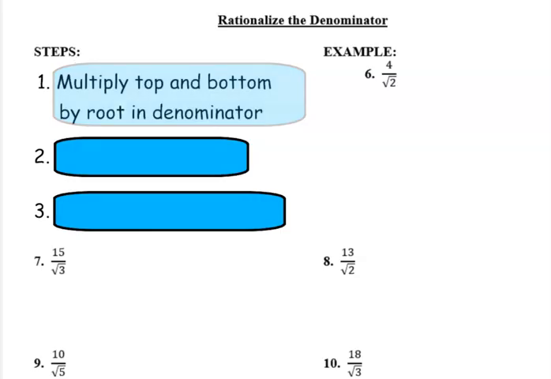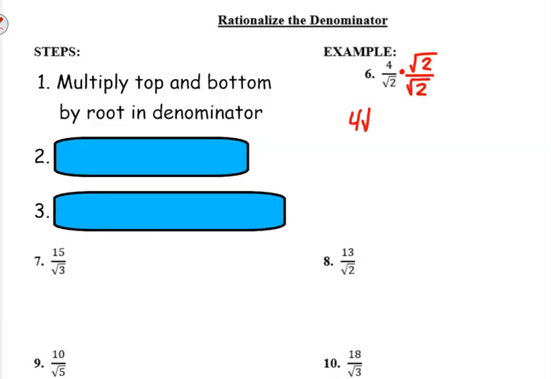So step one is you're going to multiply the top and bottom by the root in the denominator. So the denominator is the bottom of the fraction. Whatever square root is there, that's the square root we're going to multiply by. So if I look at my example, I have 4 over the square root of 2. So I'm going to multiply the top and the bottom by a square root of 2. So 4 times the square root of 2 for the top. 2 times 2 gives me the square root of 4 on the bottom.